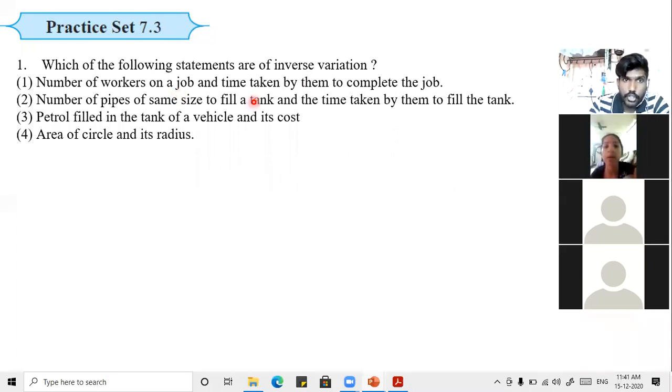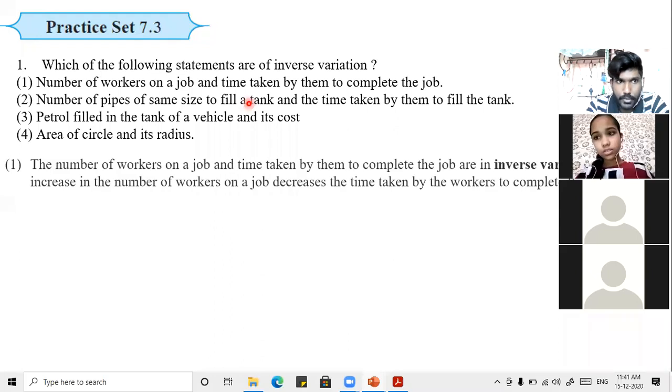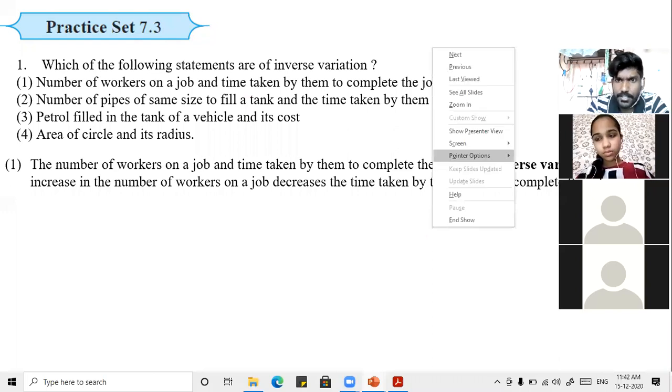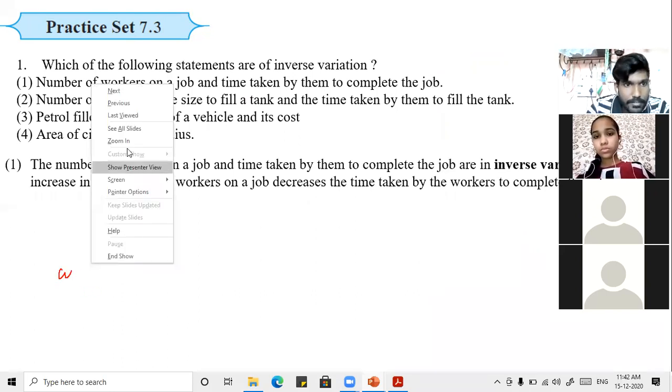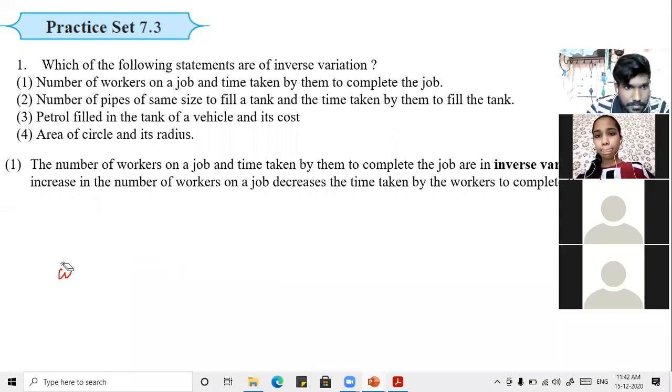See the first one. Number of workers on a job and time taken by them to complete the job. We already saw this point before. This will be inverse variation. Now just try to understand why this is inverse. I'll explain why it is inverse. Suppose some work has to be done. I'll give it to you with an example.